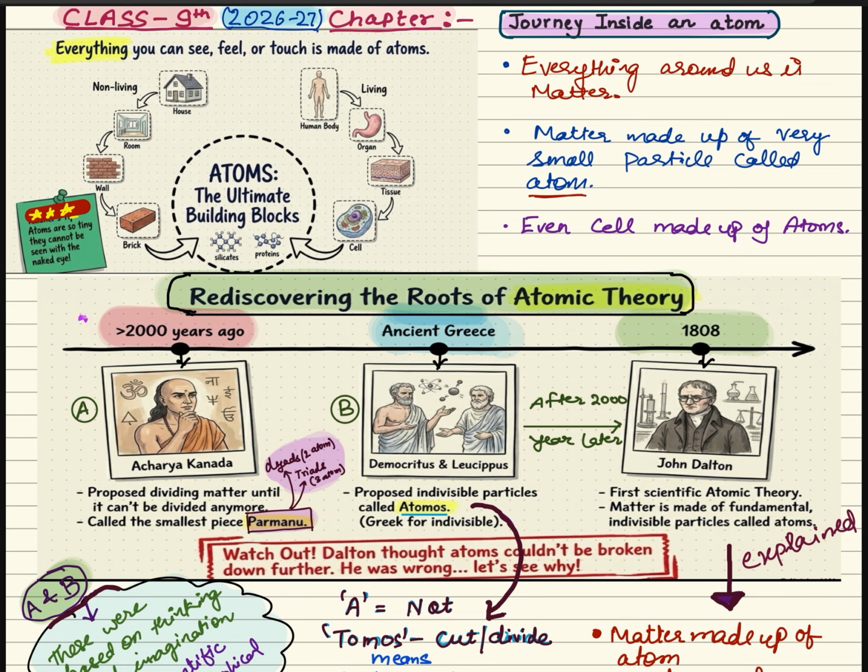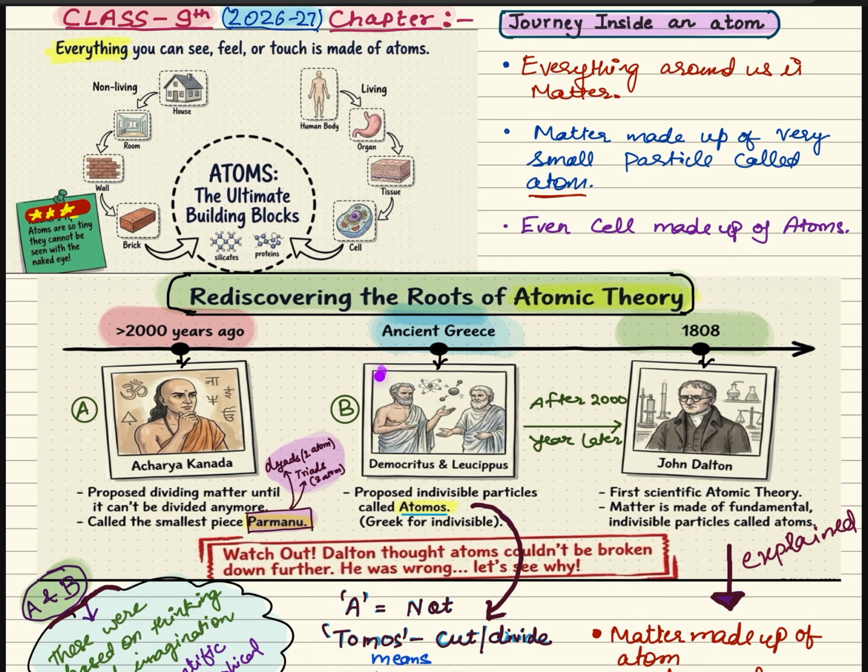So 2000 years ago, Acharya Kanad from India proposed dividing matter until it can't be divided anymore, called the smallest piece, and that is Parmanu. He named the smallest piece of matter Parmanu. If two atoms or two Parmanu combine, it is called diad. For three atoms or three Parmanu, it is called triad.